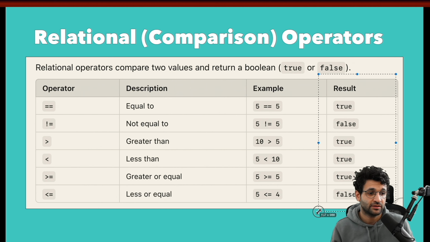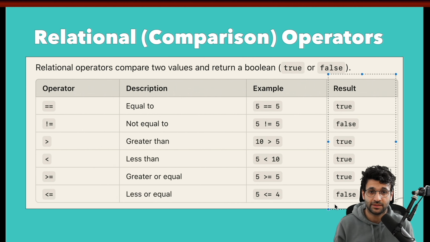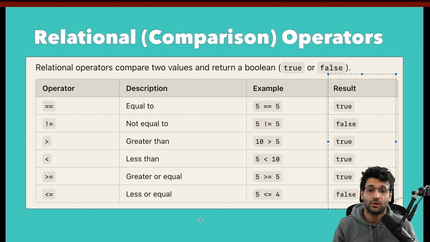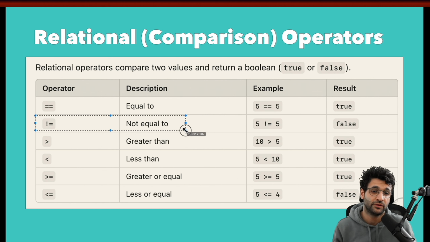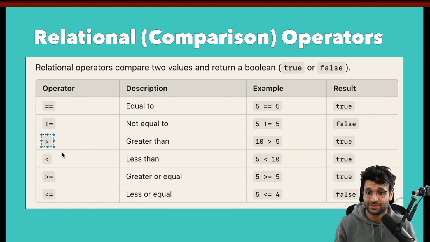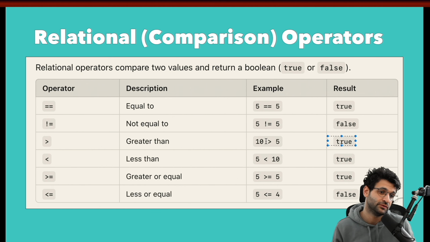As you see here, they typically produce either true or false. So they produce a Boolean type. Remember Boolean? If you want to compare if two numbers are equal to each other, you use the double equal. If you want to compare if they're not equal, you use the not equal. If you want to compare if one is bigger than the other, you say 10 greater than 5. Well, it's going to be true. If you said 5 greater than 10, that'll be false.